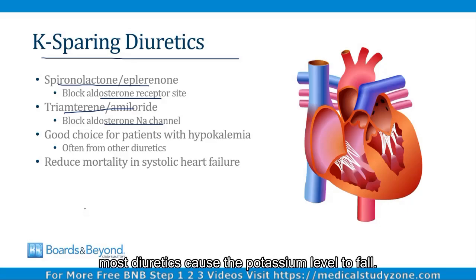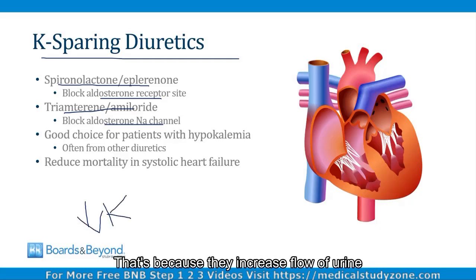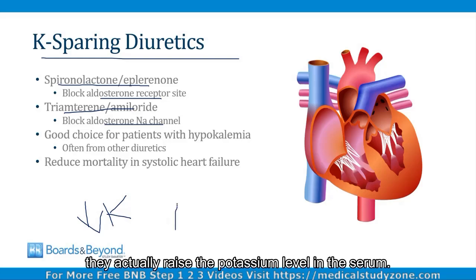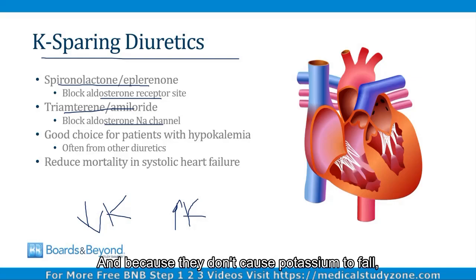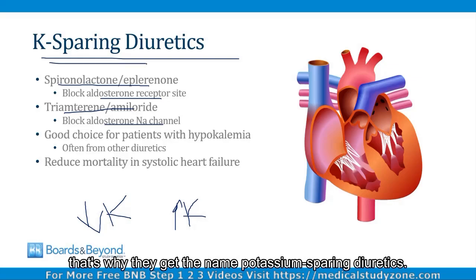As I told you before, most diuretics cause the potassium level to fall. That's because they increase flow of urine through the nephron. Potassium-sparing diuretics are unique. Because of the channel that they block, they actually raise the potassium level in the serum. And because they don't cause potassium to fall, that's why they get the name potassium-sparing diuretics.